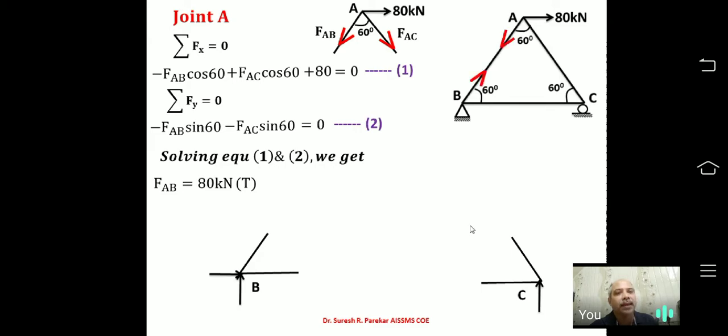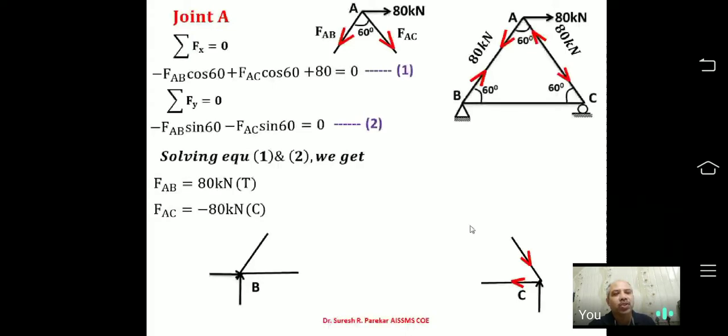Solving these two equations, I will get the force in member FAB as 80 kilonewton tensile. That we will show in AB; you can see the tensile force in the right corner of the figure. Then you can find AC also, and AC we get as minus 80, that is compression, and we have shown that in the diagram with magnitude 80 kilonewton.